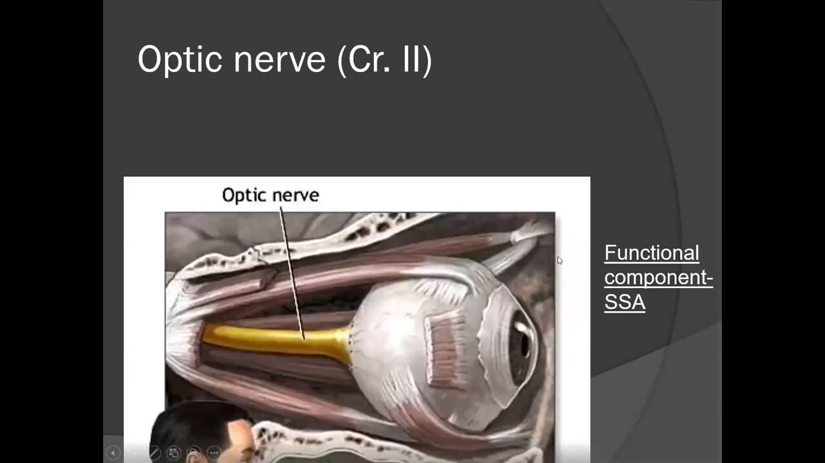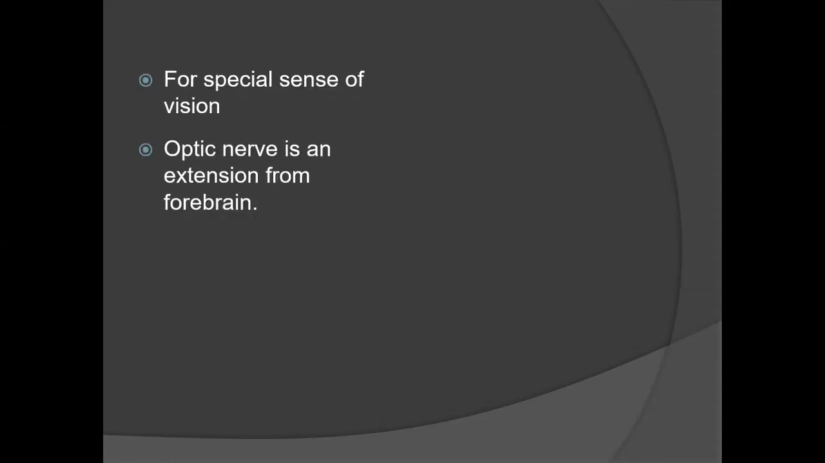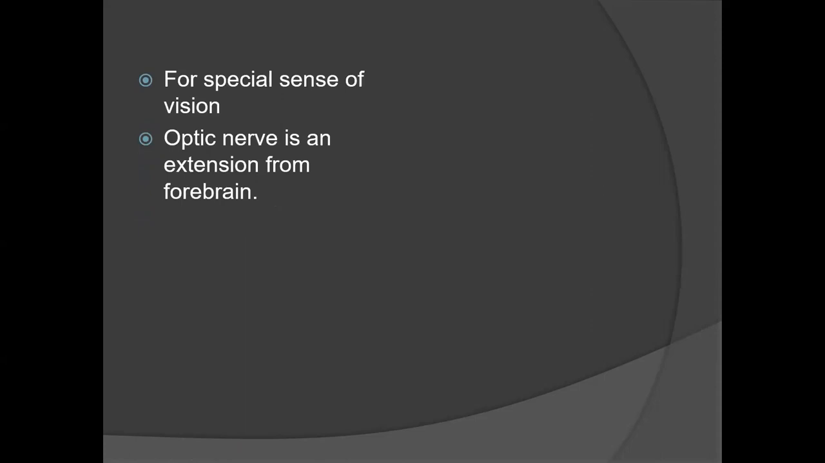Okay, so starting from the eyeball, or to be more precise, from the retina, we have the beginning of the optic nerve. So I'm not going into the details of the functional components as we have already seen it in the previous class. So from here on, I will only be mentioning the functional component each cranial nerve is associated with. So for the special sense of vision, we have the optic nerve.